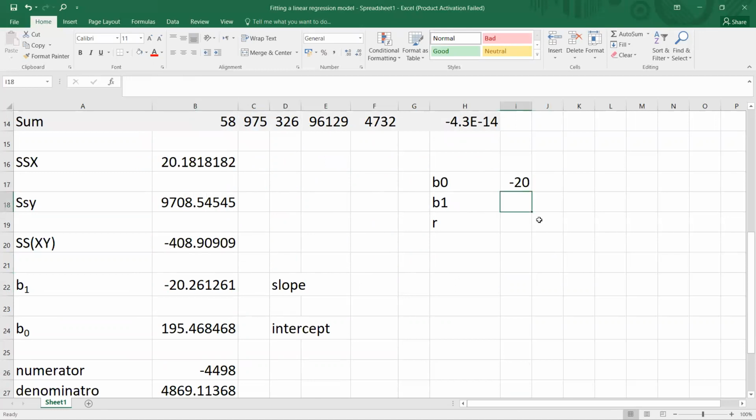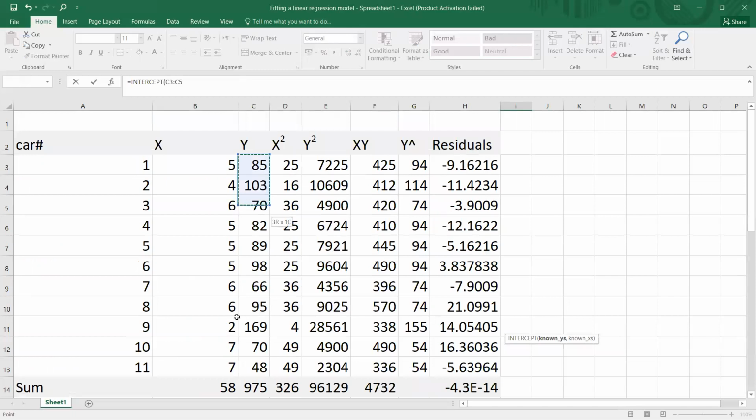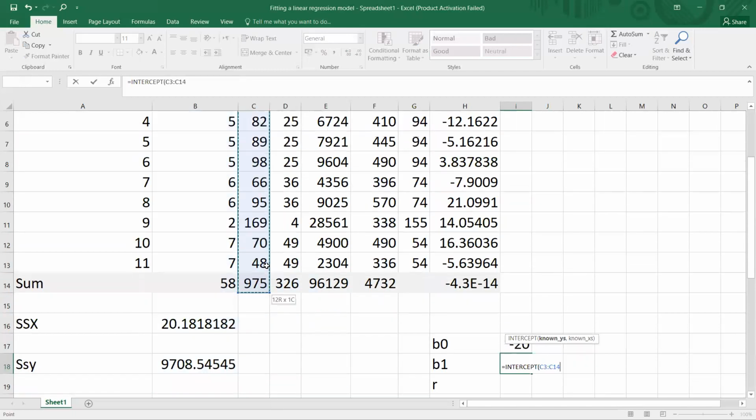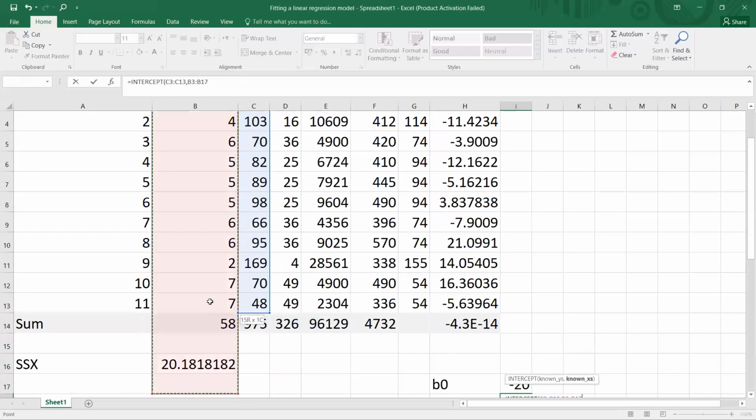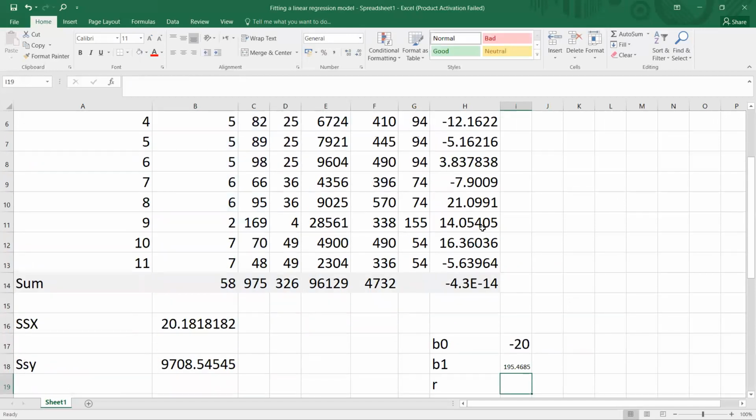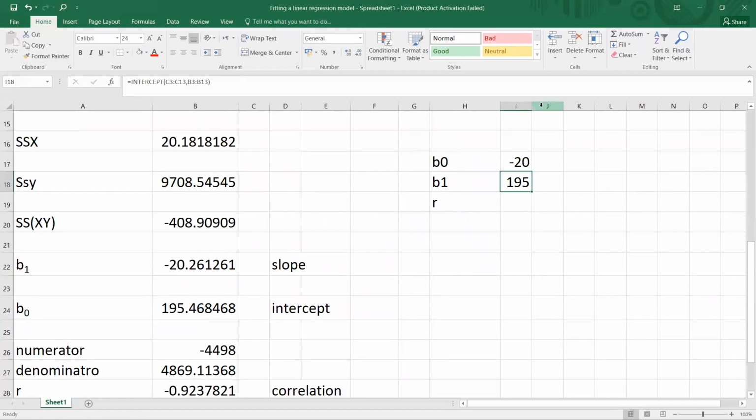And for the intercept, there is a function in Excel known as INTERCEPT. Again you have to put the values of y first and then the values of x. These are the values of y, then these are the values of x, and so on. 195, you can observe this is the correct value as we have here 195.46.